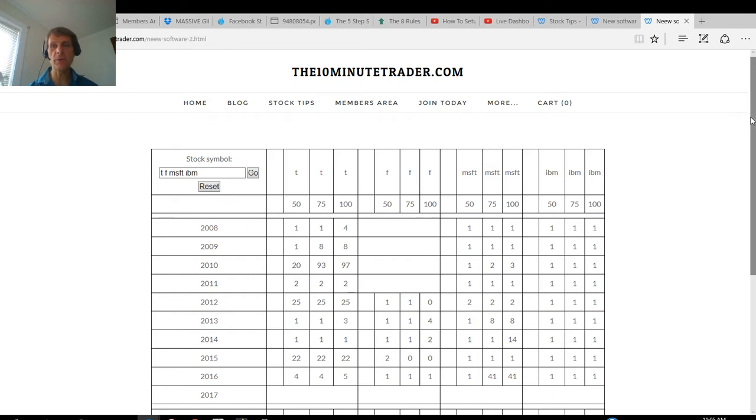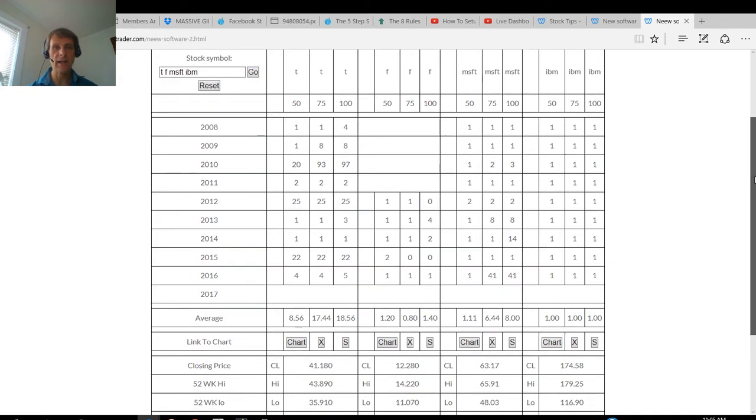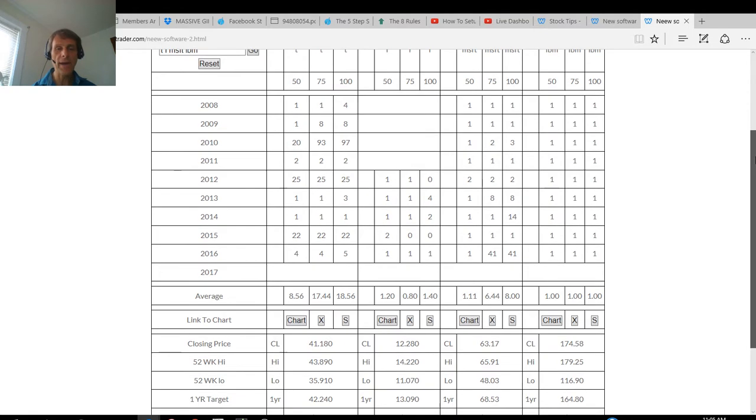Here's one right here. You can put as many stocks into this as you want. You insert it right here, you hit go, and this is what pops up. I just put these four in there for now: T is AT&T, Ford, Microsoft, IBM. You know who they are. What happens after that?